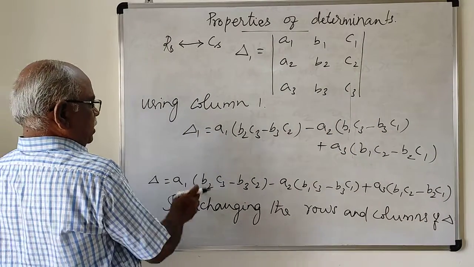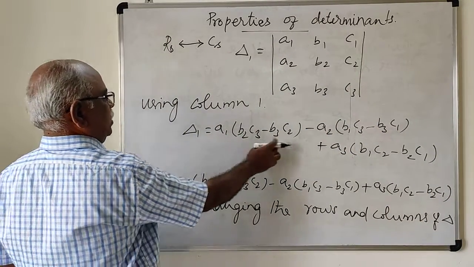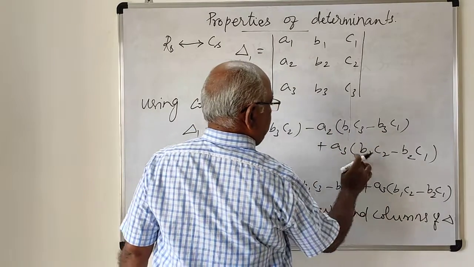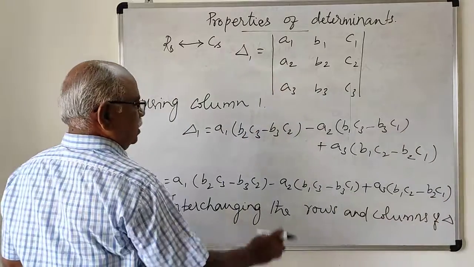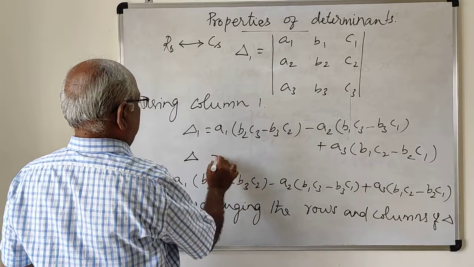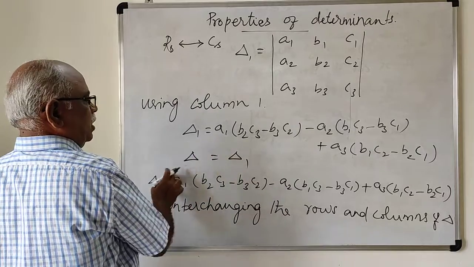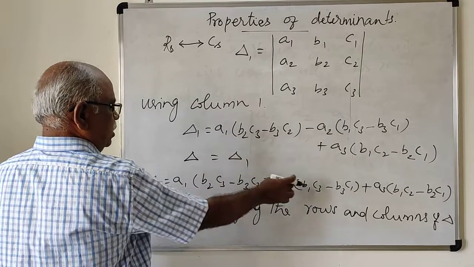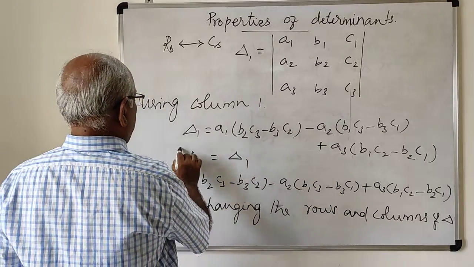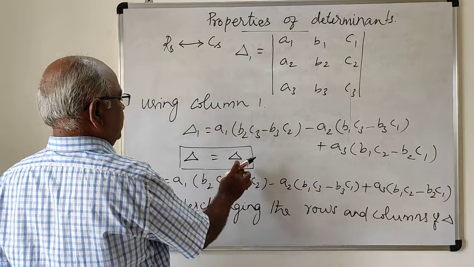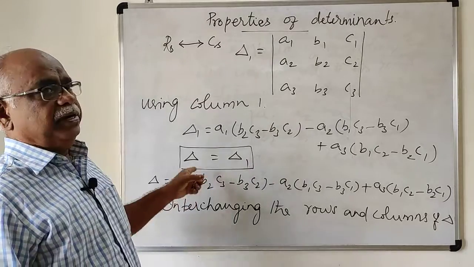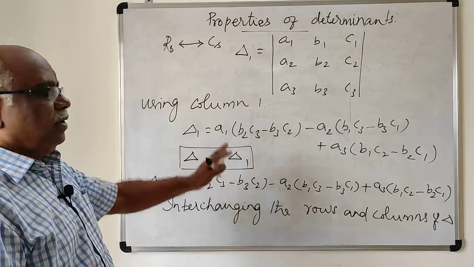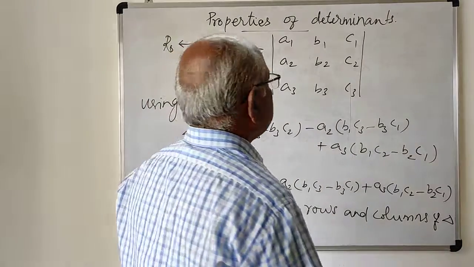Comparing delta and delta 1: A1 into B2, C3 minus B3, C2, minus A2 into B1, C3 minus B3, C1, plus A3 into B1, C2 minus B2, C1. See, this delta equals delta 1. They are the same. This is the delta value and this is the delta 1 value, they are equal. Therefore, after interchanging the rows and columns, the value of the determinant is unchanged. Delta 1 is the same as delta. That is the property. Okay?